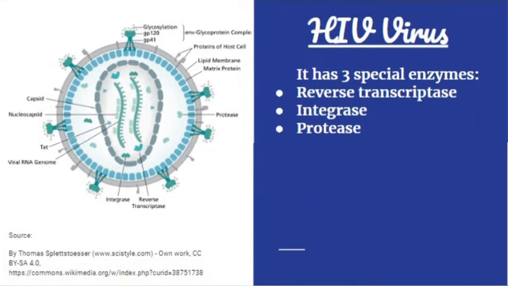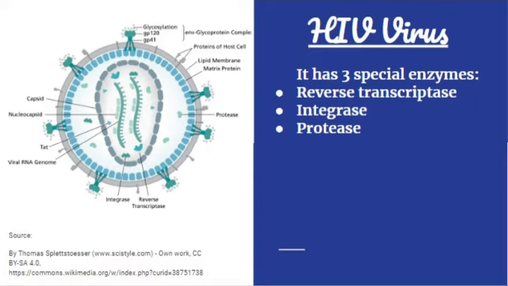HIV virus has three special enzymes: reverse transcriptase, integrase, and protease. Reverse transcriptase is an RNA-dependent DNA polymerase. Once the virus enters the cell, this enzyme converts HIV RNA into HIV DNA. This is the DNA that is capable of going inside the nucleus and combining with the cell's genetic material.